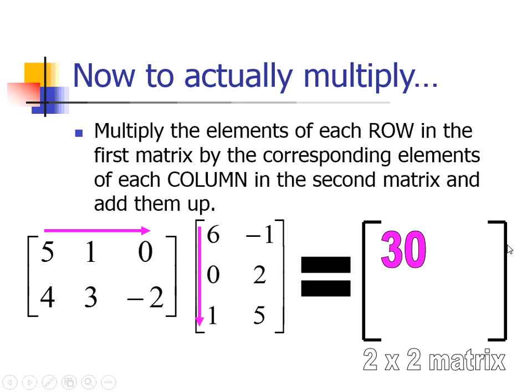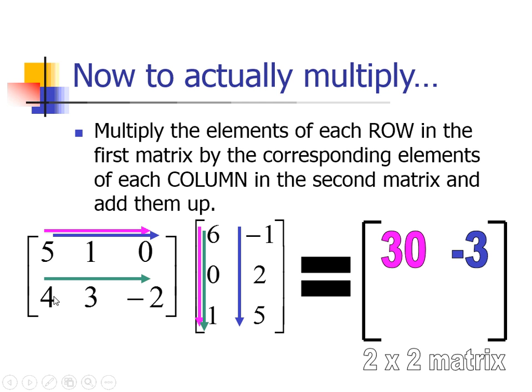Then, to get the number in the top right corner, I will multiply the top row by the right column. So it will be 5 times negative 1 plus 1 times 2 plus 0 times 5. And if I add all of that together, I get negative 3. To get the number in the bottom left corner, or second row, first column, I will multiply the second row by the first column. Okay? That's the pattern. That's how you can tell which row and which column you're multiplying. It's the same as the row and the column of where your answer is going to go.